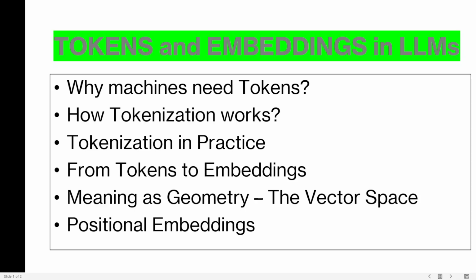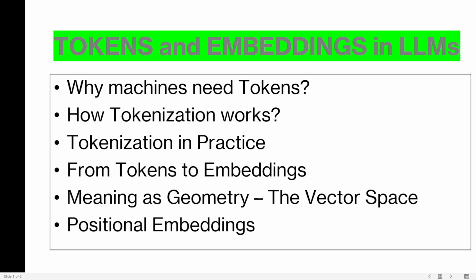Now, let's go to positional embeddings. There is one more crucial piece of the puzzle: positional embeddings. To understand why we need them, we have to revisit how transformers work. Unlike older models that read text word by word in order, the transformer's attention mechanism looks at all the tokens simultaneously in parallel. This is great for efficiency, but it creates a problem.